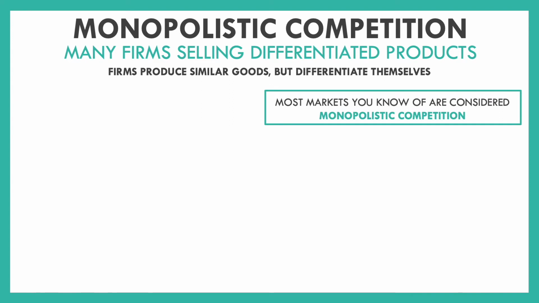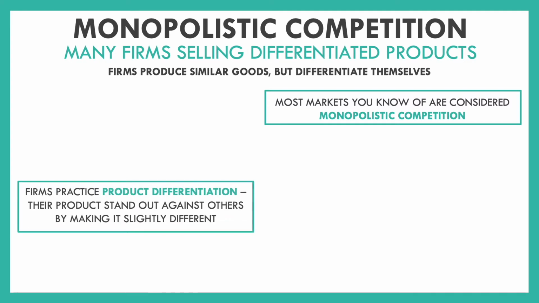The one that I like to think about most is restaurants, right? You might have restaurants where they all sell burgers, but they have to practice product differentiation because despite them all selling burgers, they're not identical burgers. They have to make their burgers stand out in some way. Maybe their burgers have special toppings or a secret sauce, or the meat's never frozen, or whatever it is. They have to make their product stand out.